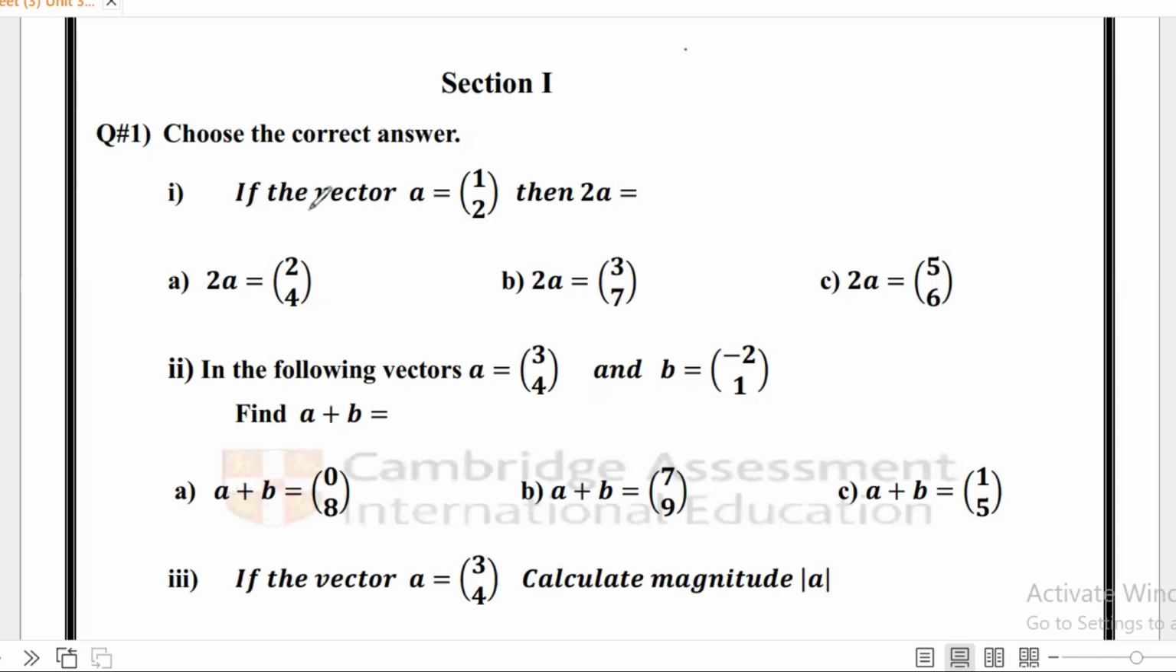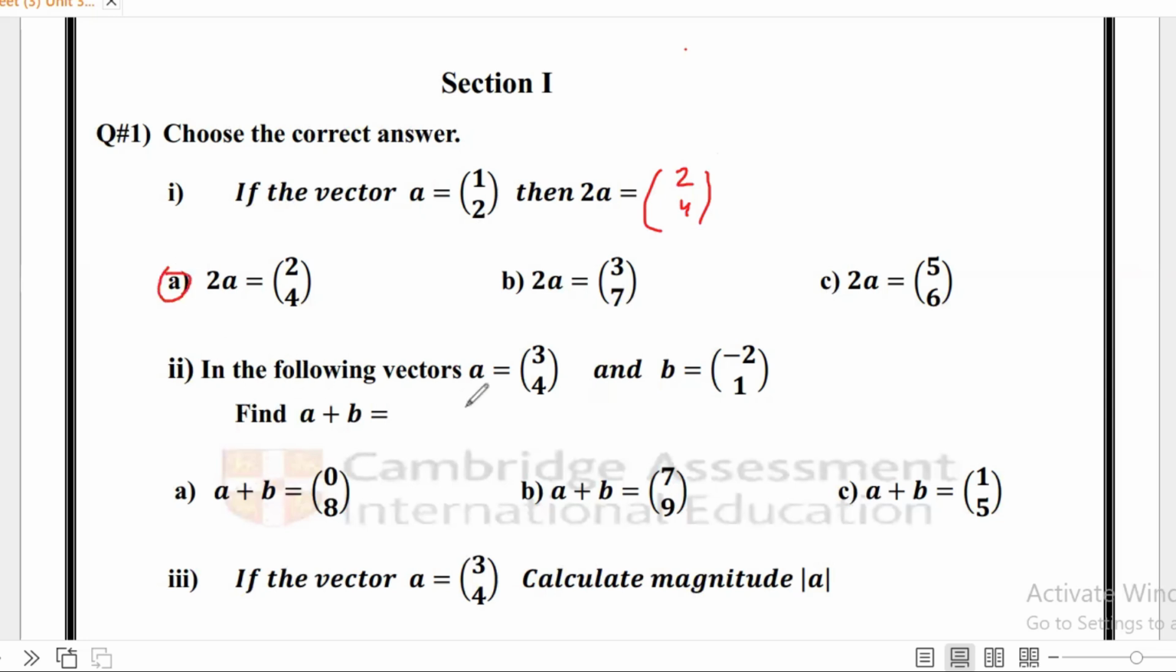So in the first part, if the vector a is (1, 2), that means 1 unit right and 2 units up, then what is 2a? Basically this is scalar multiplication of a vector. So we will multiply 2 with both, first with 1 and then with 2. So it must be (2, 4). So our first option is correct.